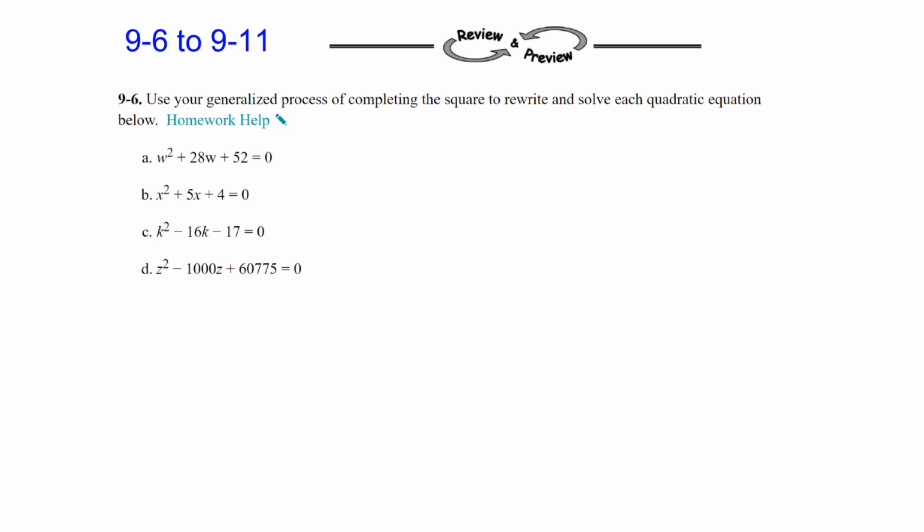Question 6. Use your generalized process of completing the square to rewrite and solve each quadratic equation below. To be able to do these, we can look at the completing the square process either using a generic rectangle, or we could potentially draw out the algebra tiles to help us out. Either one is perfectly fine.